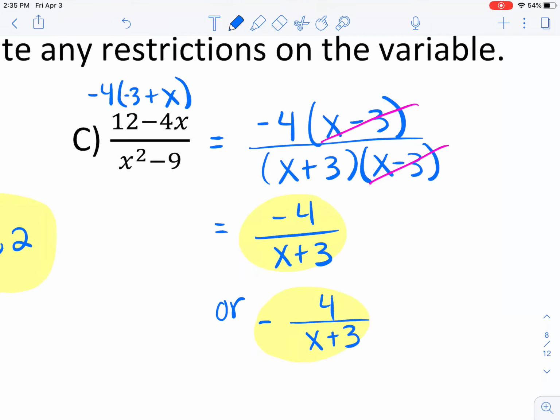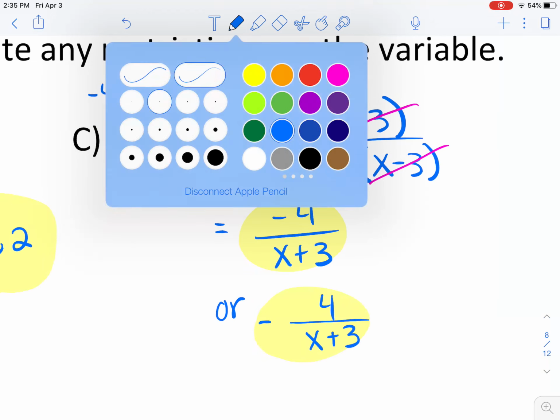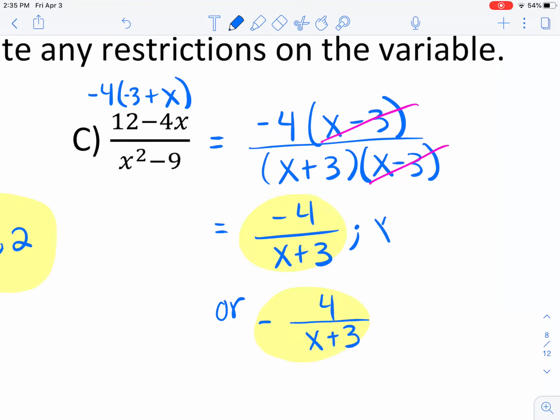As far as the restriction on the domain, if we're looking at the original denominator of x squared minus 9, that factored to be x plus 3 times x minus 3. If we substituted -3 in for that first x, it would make the denominator 0. And if we substituted 3 in for the second x, it would make the denominator 0. So we need to restrict the domain of this rational expression by saying that x cannot equal -3 or 3. If you want to write that as plus or minus 3, that's totally fine.